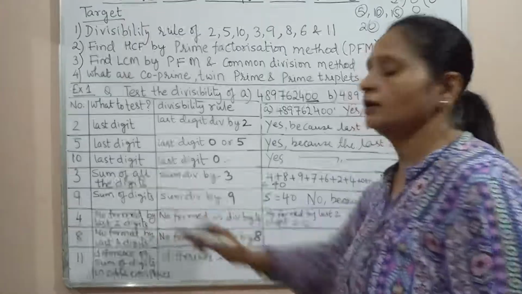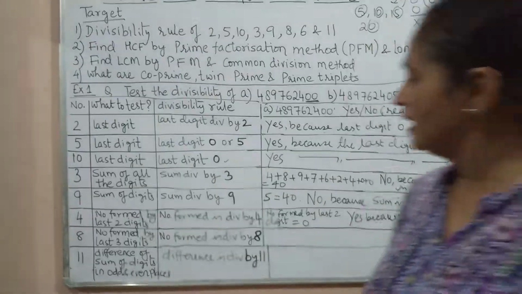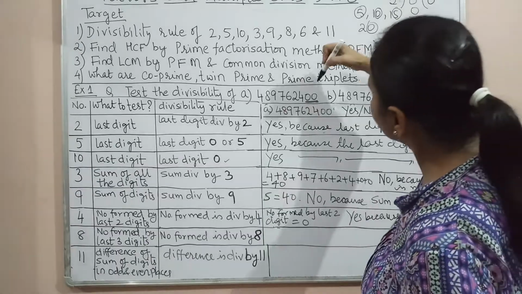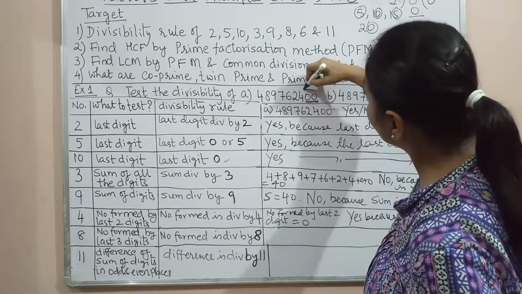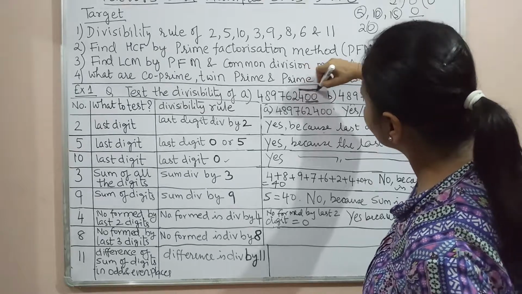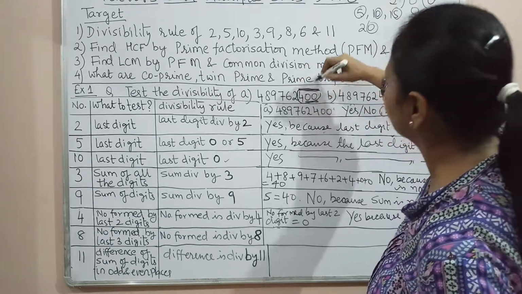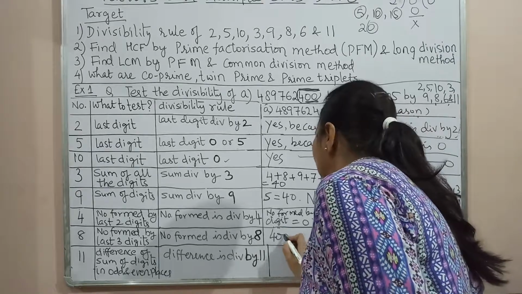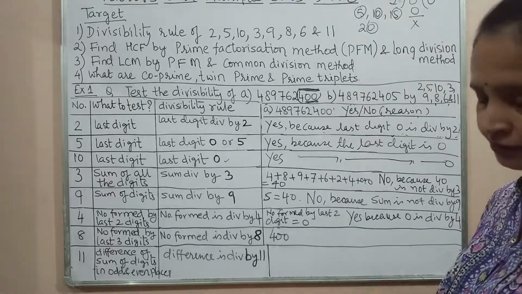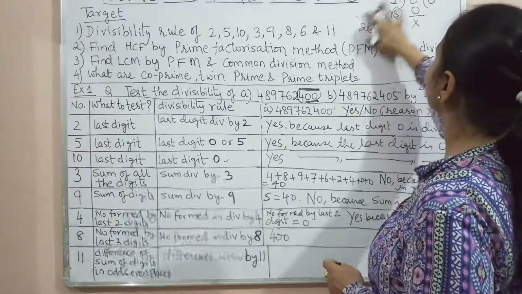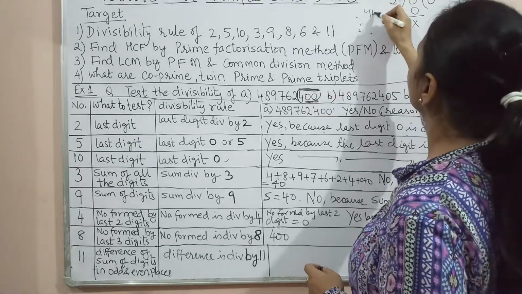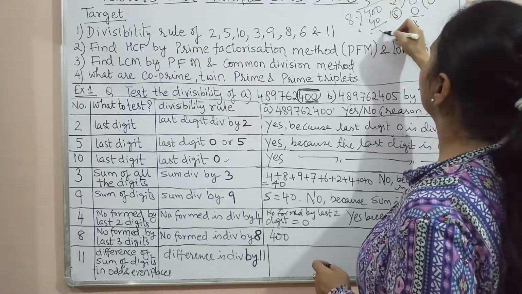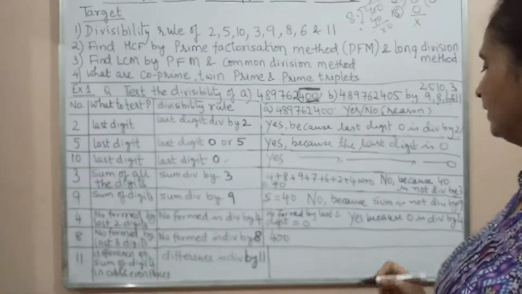Now come to the 8. It is given number formed by last 3 digits. Now what is the number formed by the last 3 digits? 1, 2, 3. The number formed by the last 3 digits, you have to check. So you have to check 400. Is 400 divisible by 8? If you check, 400 will be divisible by 8. 8 5s are 40 and we are left with remainder 0.